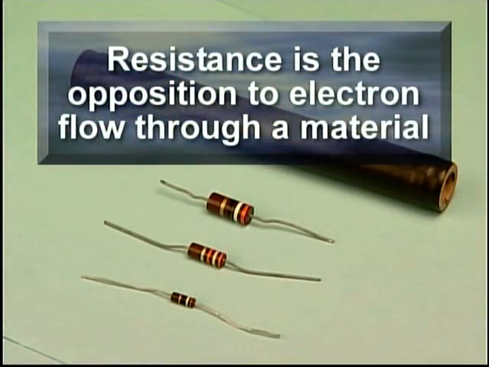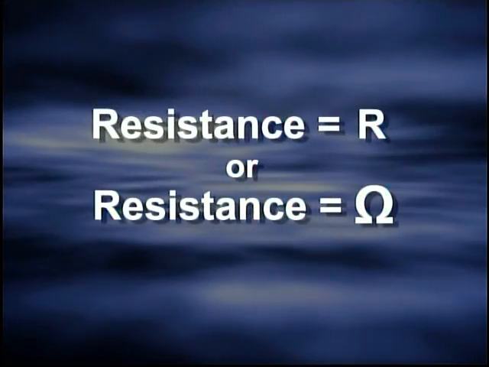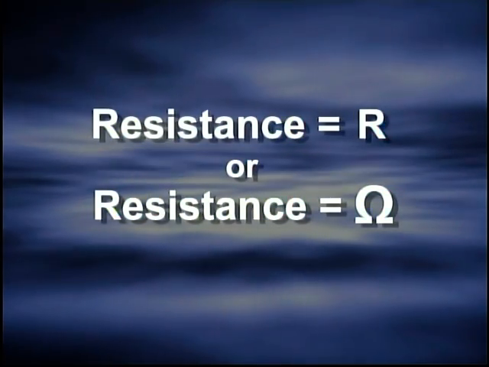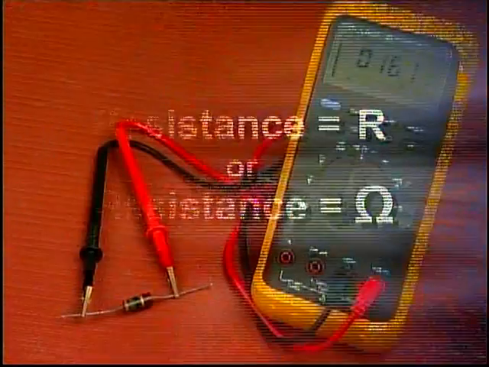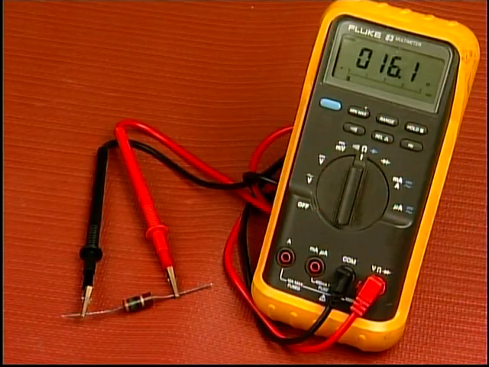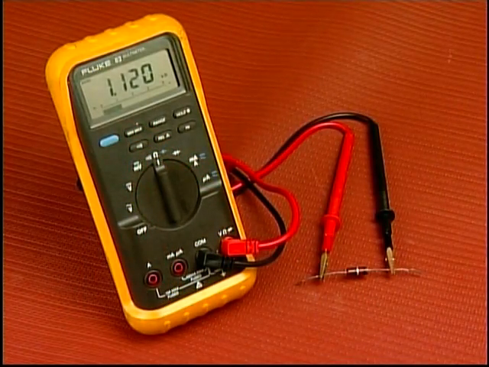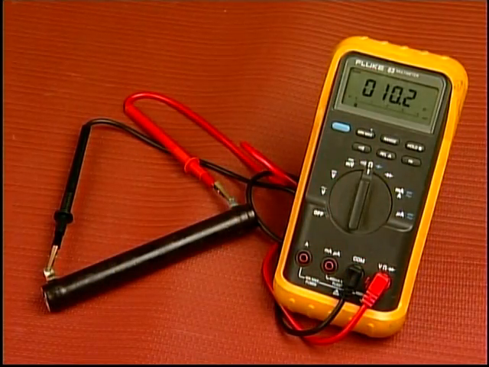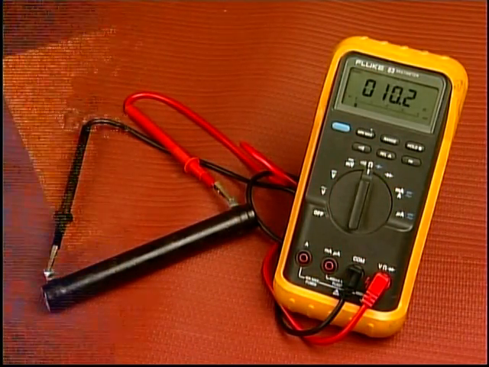Resistance is the opposition to electron flow through a material. The resistance symbol is the capital letter R, or the Greek symbol omega. Since current flow is the movement of free electrons through a material, the number of free electrons in a material determines its resistance. A material with few free electrons has a high resistance. A material with many free electrons has a low resistance.